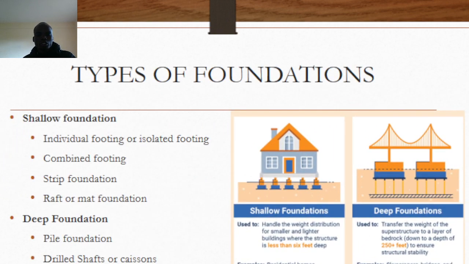So we have the types of foundation. We had talked about the classification. In classification of foundation, we have shallow foundation and deep foundation. What are the kinds of shallow foundation? Their types are individual footing or isolated footing, the second one we have combined footing, third one we have strip foundation, and fourth, which is the main type of this class of foundation, we have raft or mat foundation. We shall discuss it. Then we have deep foundation. Deep foundation we have pier foundation and drilled shafts or caissons.